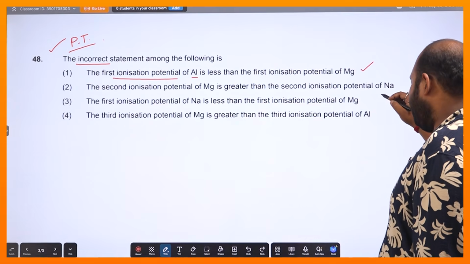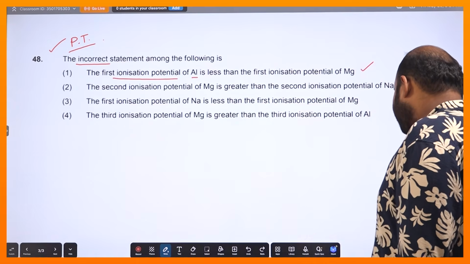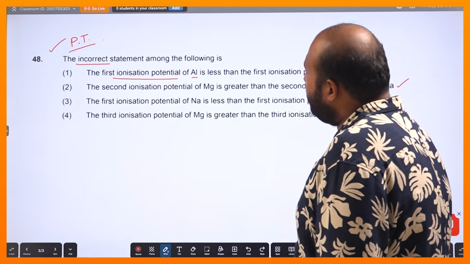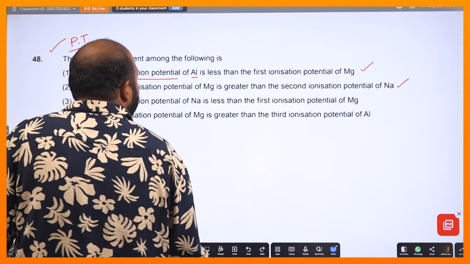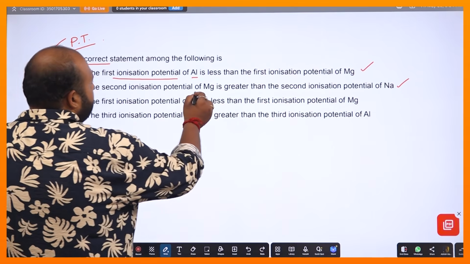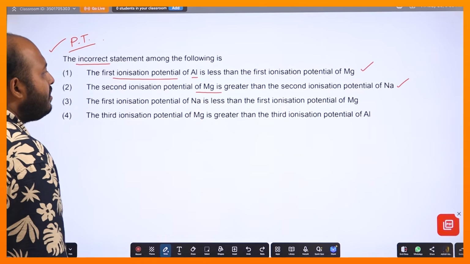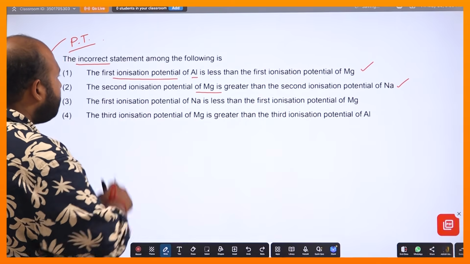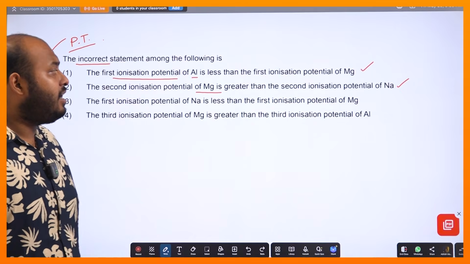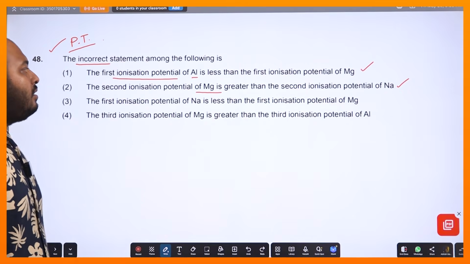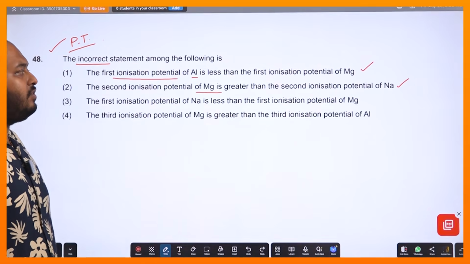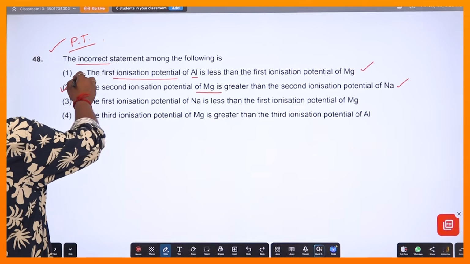And if we check the second option, the second ionization potential of magnesium is greater than the second ionization potential of sodium. Hopefully this is actually wrong. As you can see here, the second ionization potential of magnesium will be much less than the second ionization of sodium, because the second electron will be removed from a noble gas configuration in case of sodium. So the incorrect statement will be option number 2.